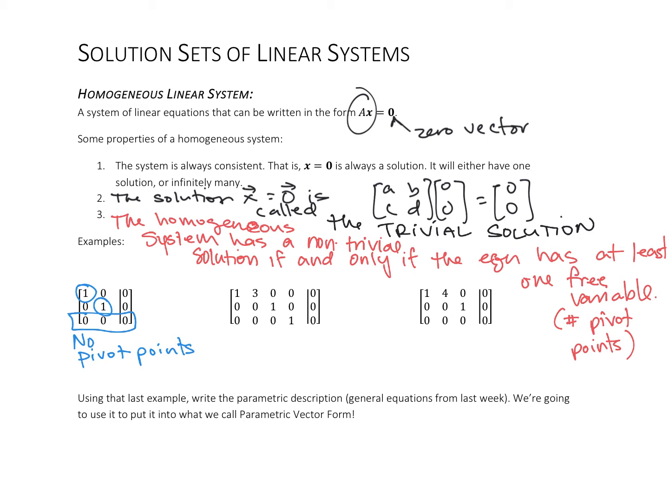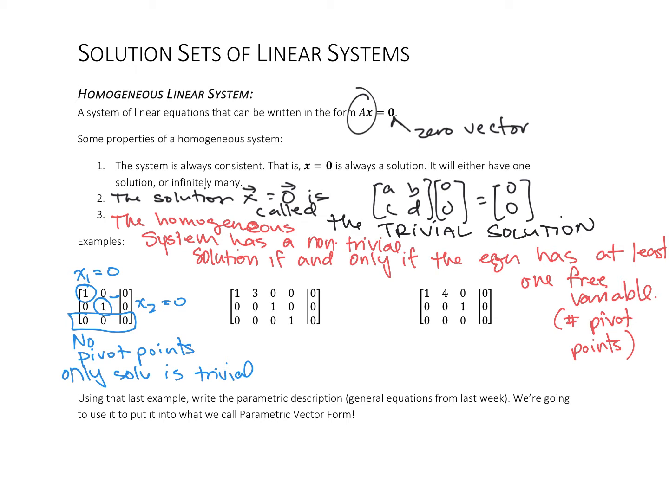which means that I don't have a non-trivial solution. So this means that the only solution is the trivial solution. So 0, 0 is the only solution. And you can see that here, right? This row says that x1 equals 0. This row says that x2 equals 0. And that's it, right? There's no other options there.